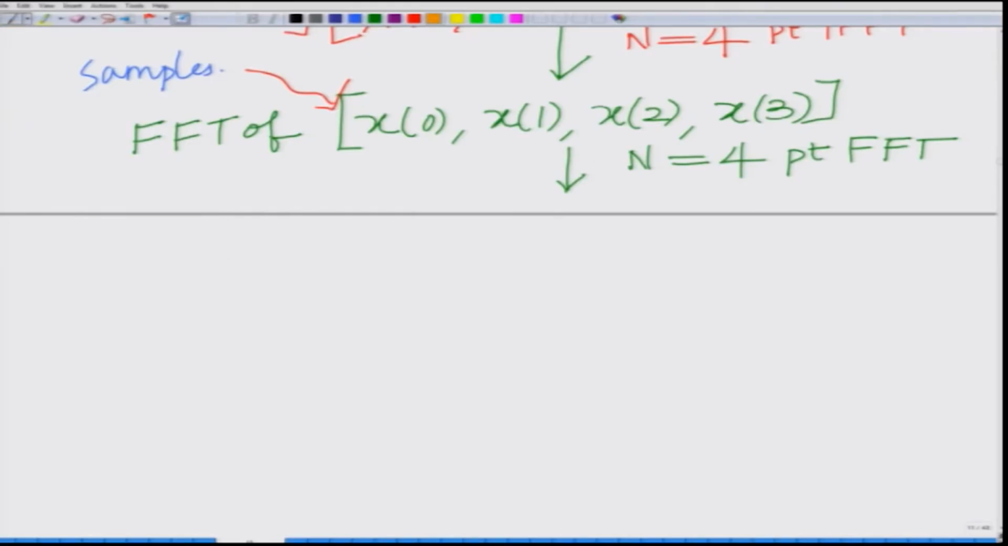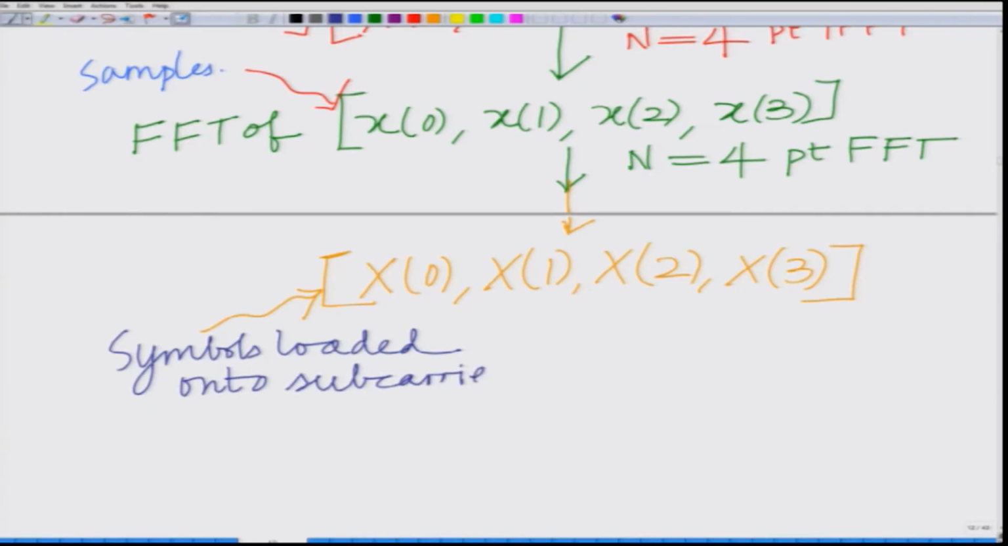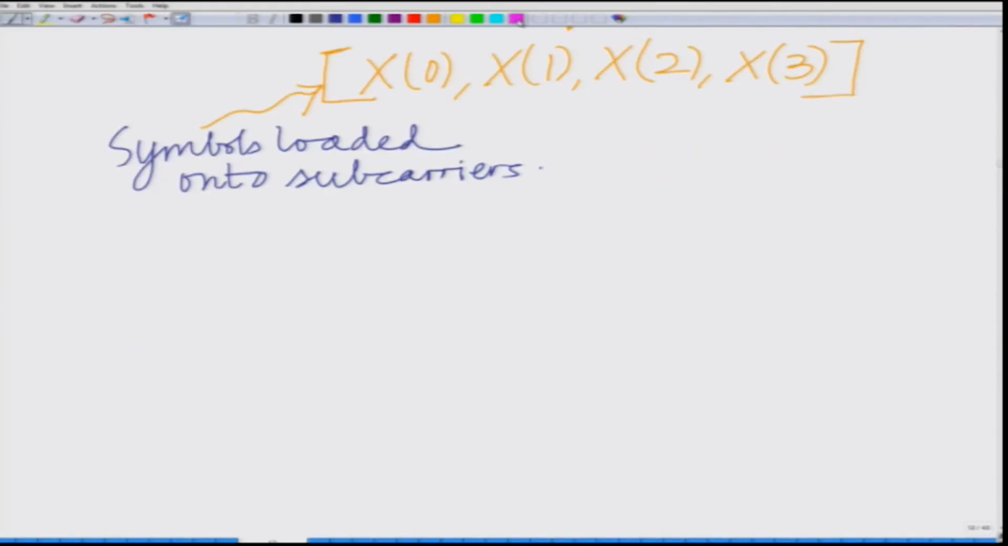So, this is basically the n equal to 4 point FFT. This gives back your x0, x1, x2, x3. These are the symbols, or the modulated symbols, loaded onto the various subcarriers, and that is what you are getting back after you perform the FFT. And naturally, the only remaining thing is the noise.